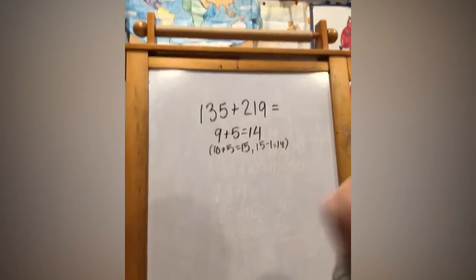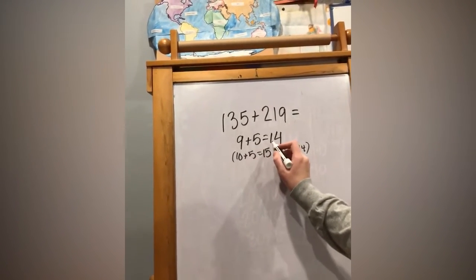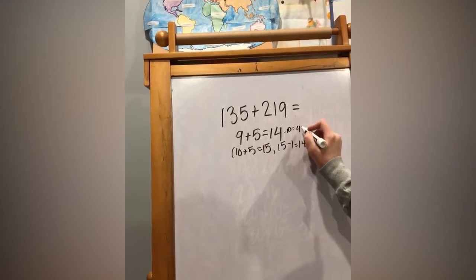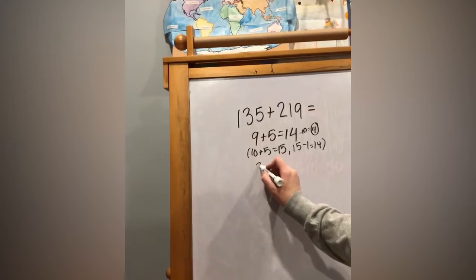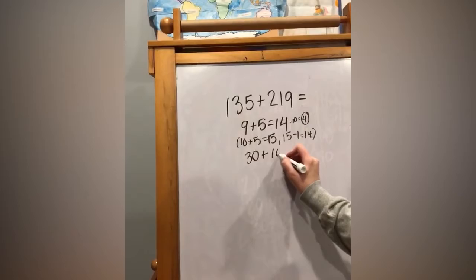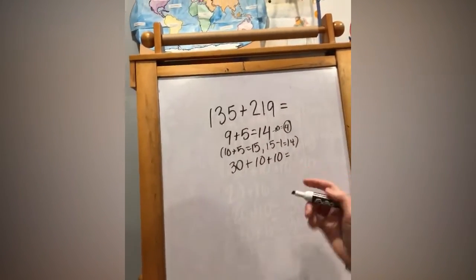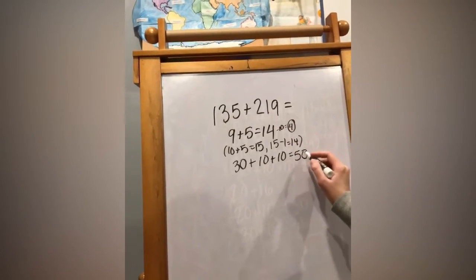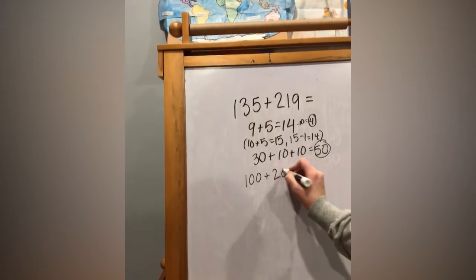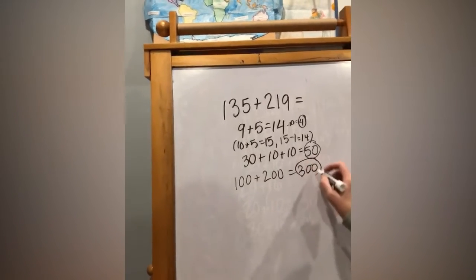Then I took a 10 away from the 14 and put it into the 30. So here's your 30. Plus 10 plus 10. That's another 10. Equals 50. Then I added 100 plus 200 equals 300. So the answer is 354.